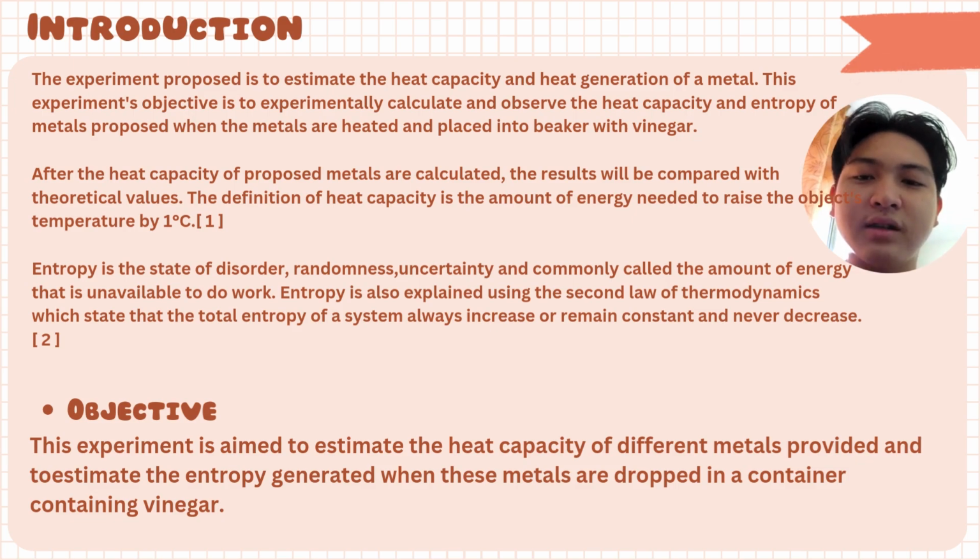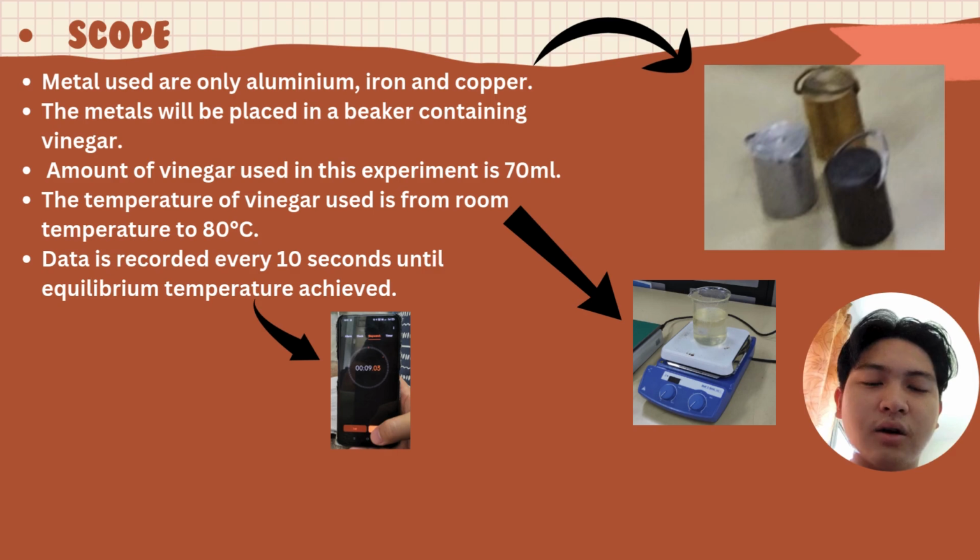The objective of this experiment is to estimate the heat capacity of the different metals provided and to estimate the entropy generated when these metals are dropped into the container containing vinegar. The scope that we're going to stick with for this experiment is that the metals used are only aluminum, iron, and copper. The metal will be placed in a beaker containing vinegar.